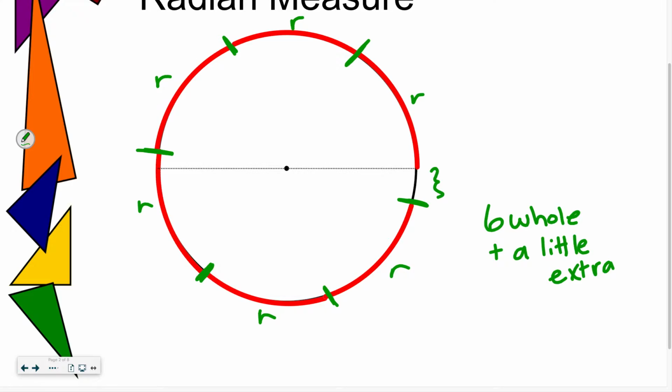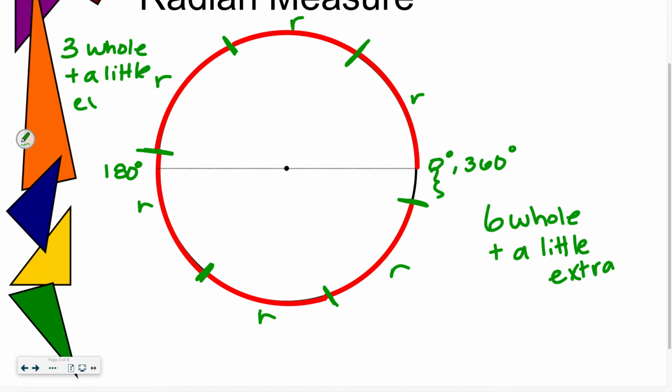And if you think, so like this was 0 degrees, or we're back to 360 degrees. On the other side is 180, right? How many radii fit in 180 degrees? 3 with a little extra left over. Okay, so 3 whole plus a little extra in 180 degrees, and this would be in 360 degrees.